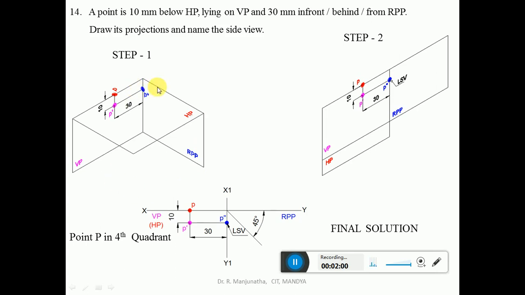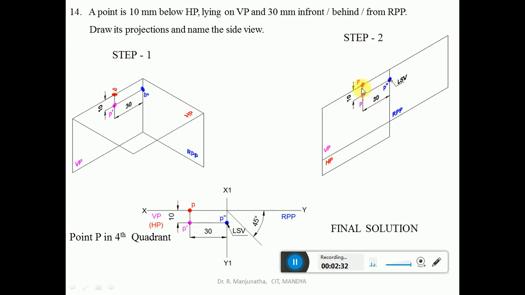Now we are going to rotate the horizontal plane down and RPP to the right side, and correspondingly the images will also get rotated, as shown in step 2. So here the distance with respect to the profile plane, that is 30 mm in front of RPP, is seen in both VP and also on HP. Both VP and HP are below the XY line, so it will be here, which is 30 mm.